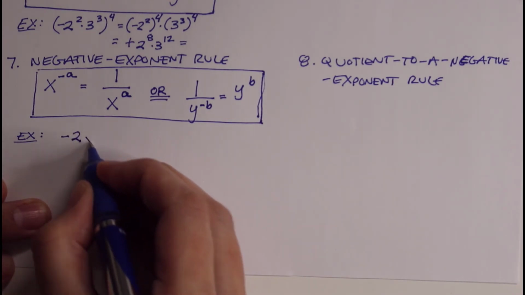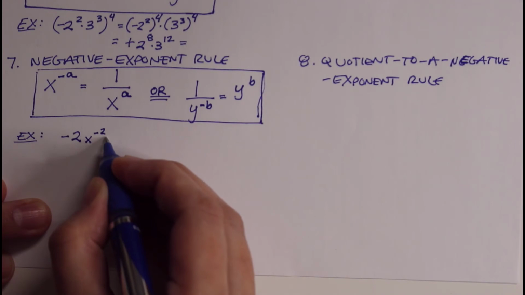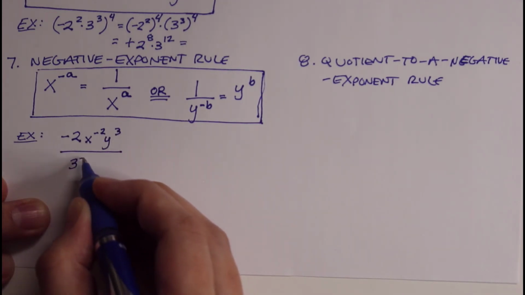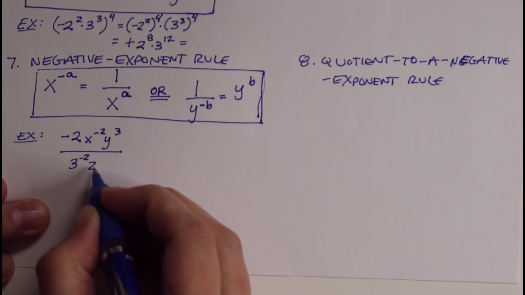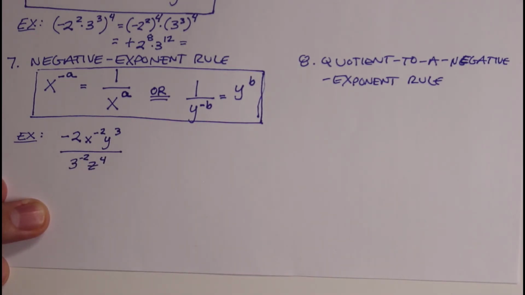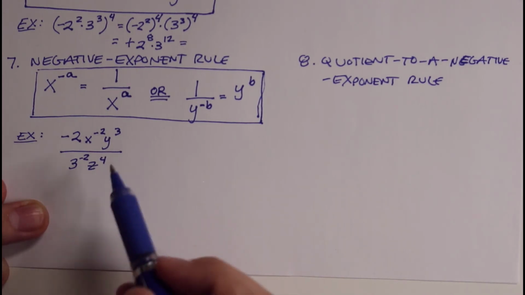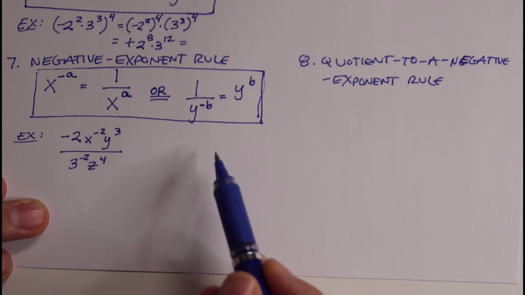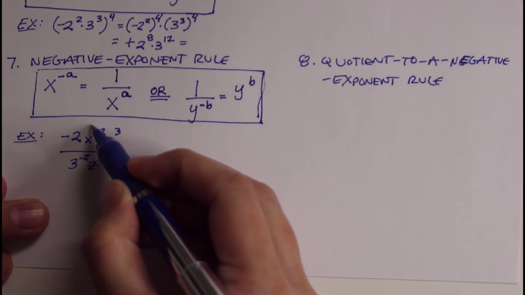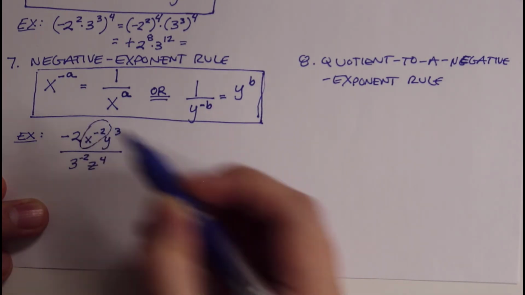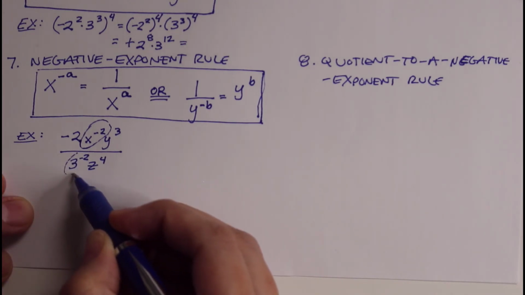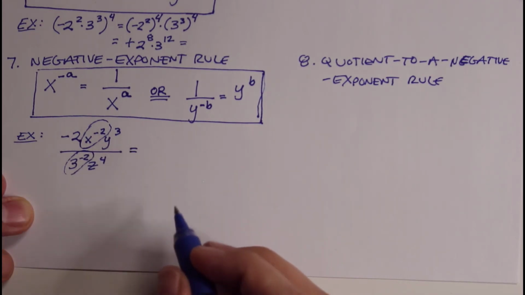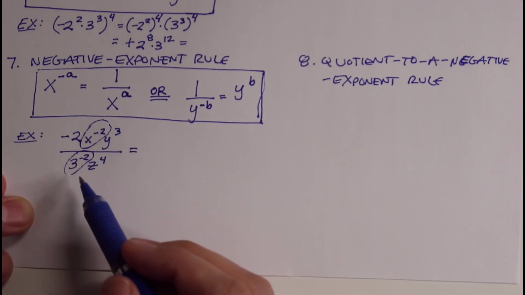Negative 2 x to the negative 2 power times y cubed over 3 to the negative 2 power times z to the 4th. Okay, so a lot going on in this example. What I want to first identify is which factors have negative exponents. And there's two of them, the x to the negative 2 power and the 3 to the negative 2 power. Why I want to pay attention to that is because those are the only factors that move.